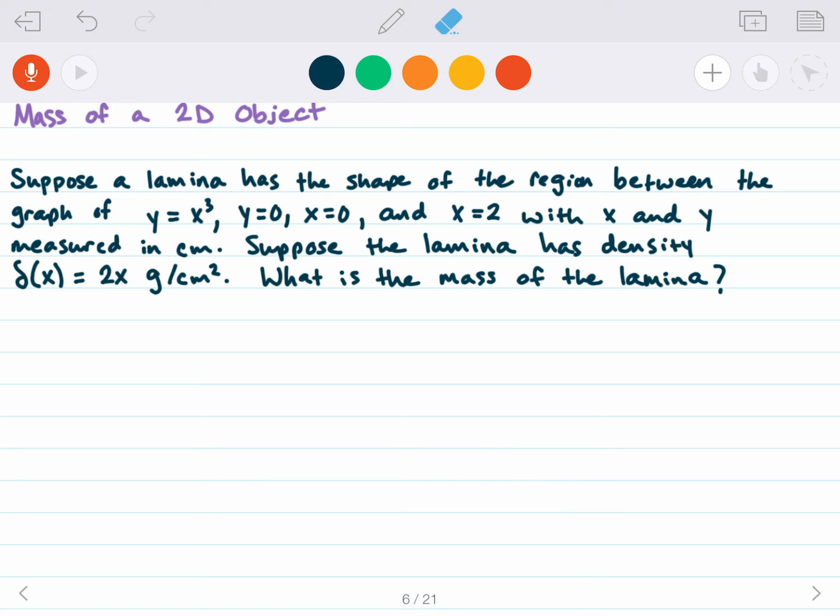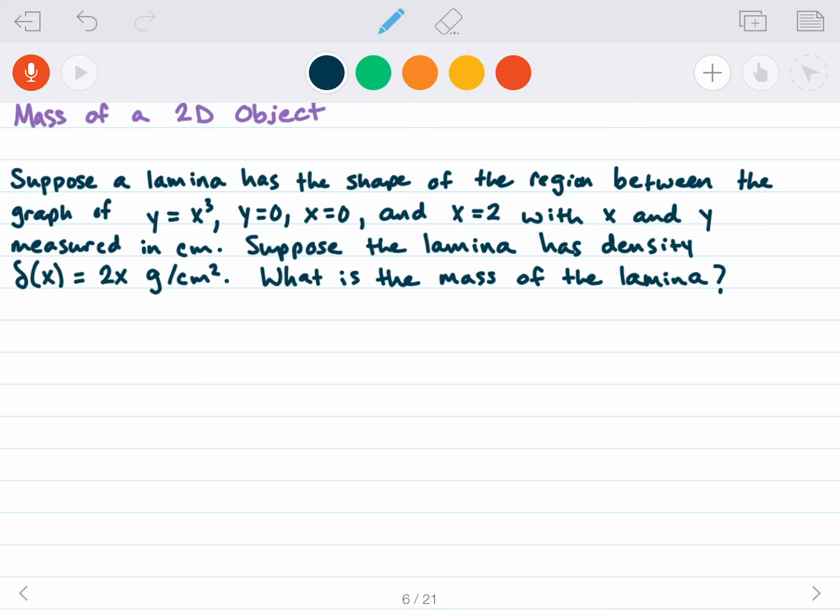And the shape of the lamina is the region between the graph of y equals x to the 3, y equals 0, x equals 0, and x equals 2. And then suppose the lamina has density of delta x equals 2x grams per centimeter squared. What is the mass of the lamina?